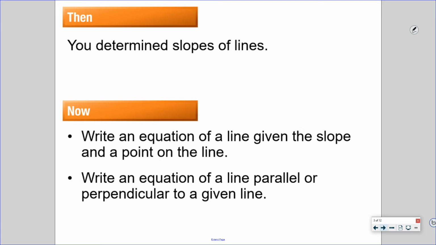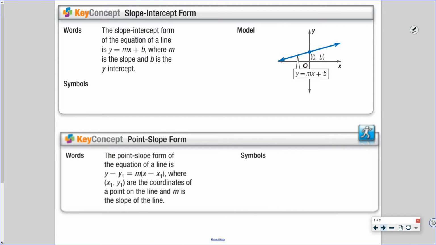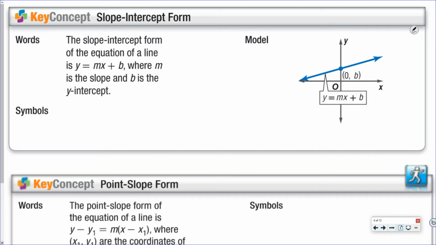Okay, so here's our goals for this lesson. Write an equation of a line given the slope and a point on the line. We just did an example like that, but the point was always the y-intercept. It's not always going to be that case. And then we'll also write equations of lines that are parallel or perpendicular to certain lines. You've done this before in Algebra 1. Okay. It'll feel familiar.